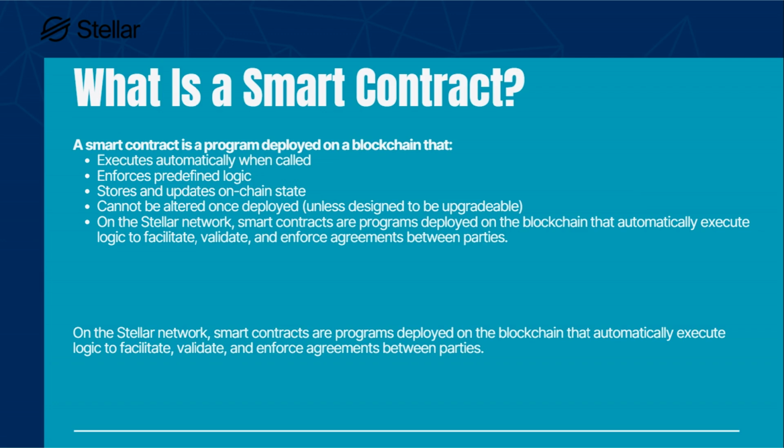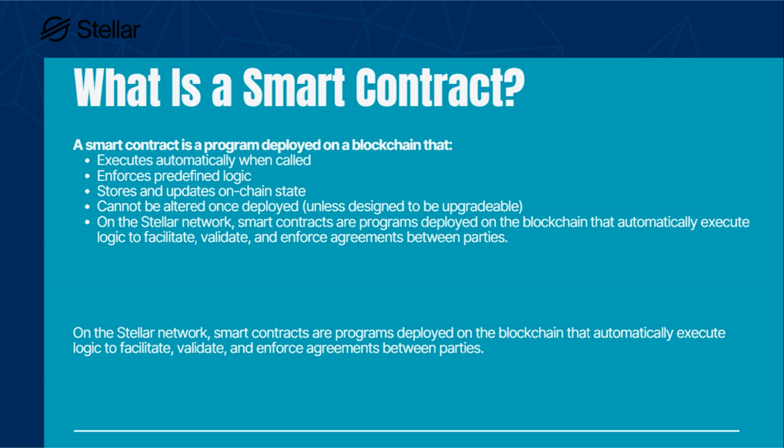Second, predefined logic. Every smart contract contains explicit rules about what it can and cannot do. These rules are written in code before the contract is deployed. For example, a lending contract might have rules about interest rates, collateral requirements, and liquidation thresholds.